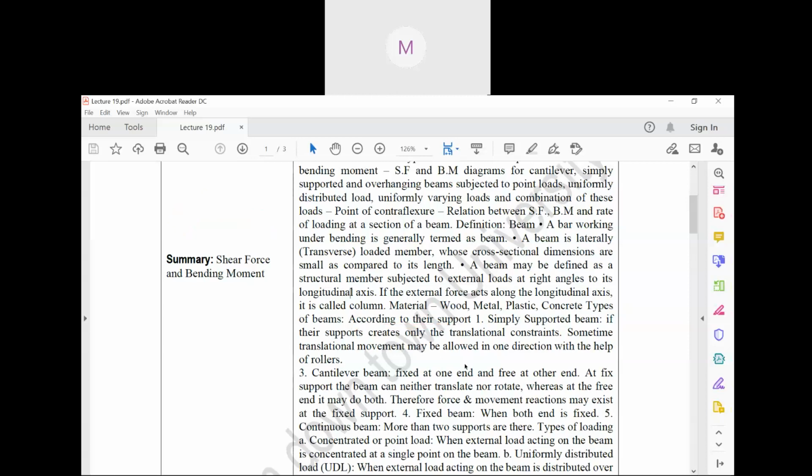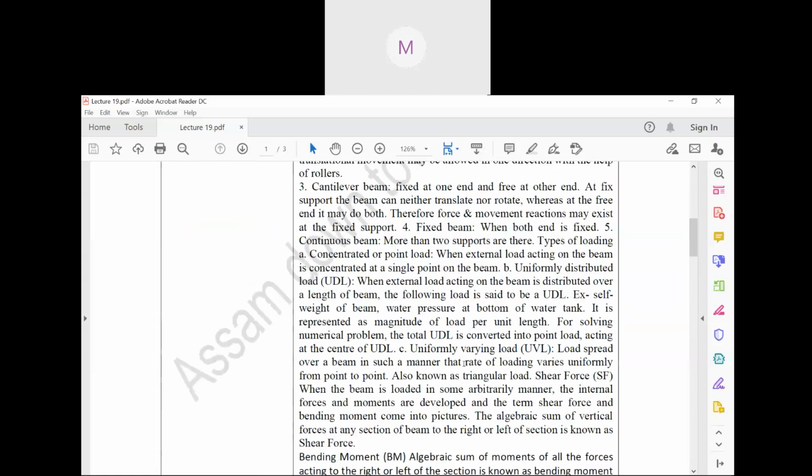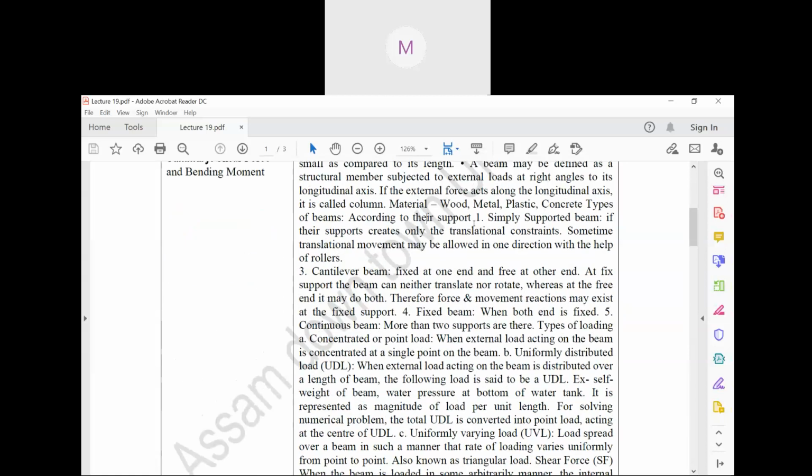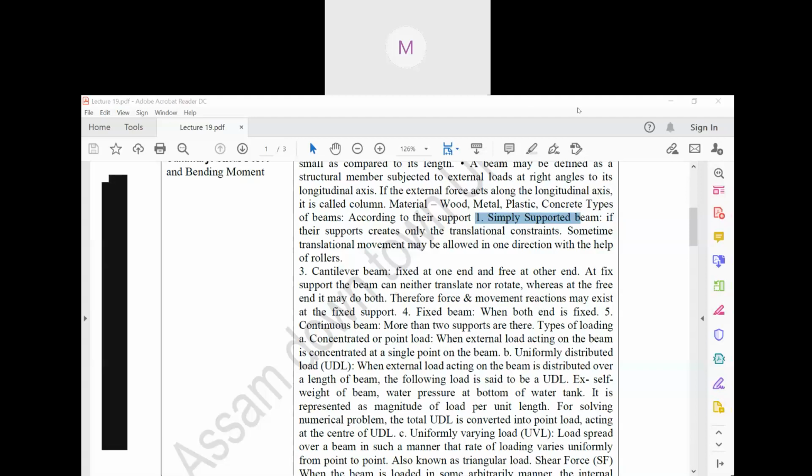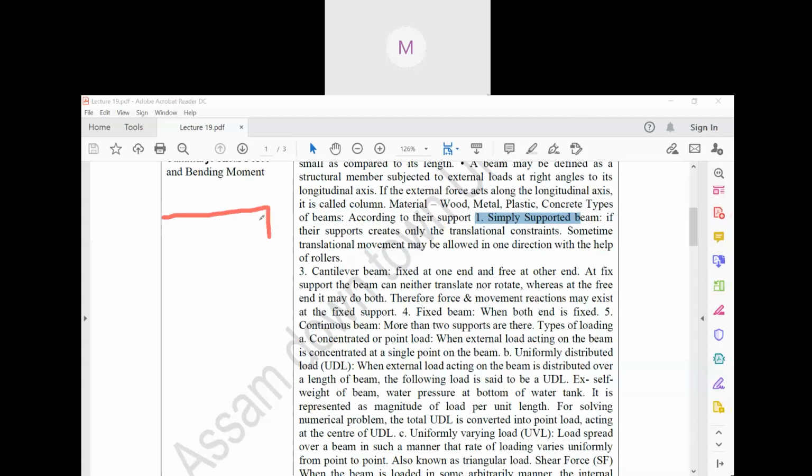Now according to the support, there are different types of beams. Number one is simply supported beam. In a simply supported beam, the beam creates only translational constraints, and only translation movement is allowed in one direction with the help of rollers. Always remember this in a simply supported beam. Suppose we draw a simply supported beam in this manner.